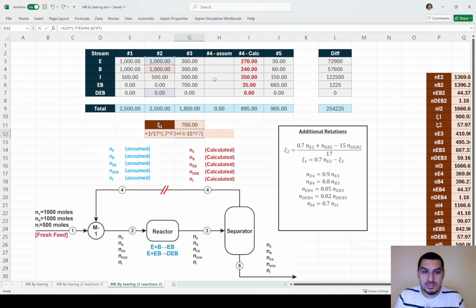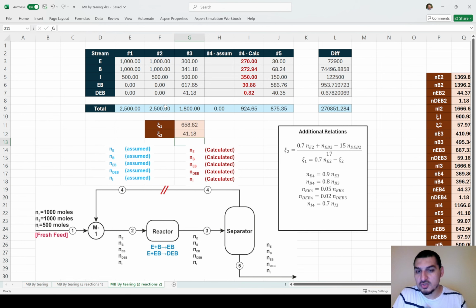I'm just checking. It is ethylene and ethylbenzene, it's not benzene. So ethylene, 0.7 times ethylene plus the number of moles of ethylbenzene minus 15 times diethylbenzene. Again, make sure you check the numbers and check the formulas. One wrong symbol or one wrong cell in this formula can ruin everything.